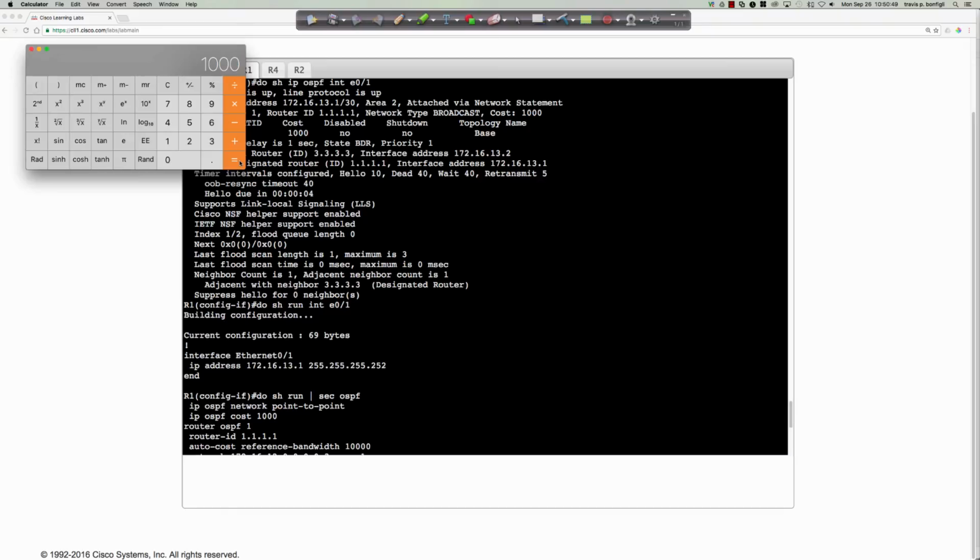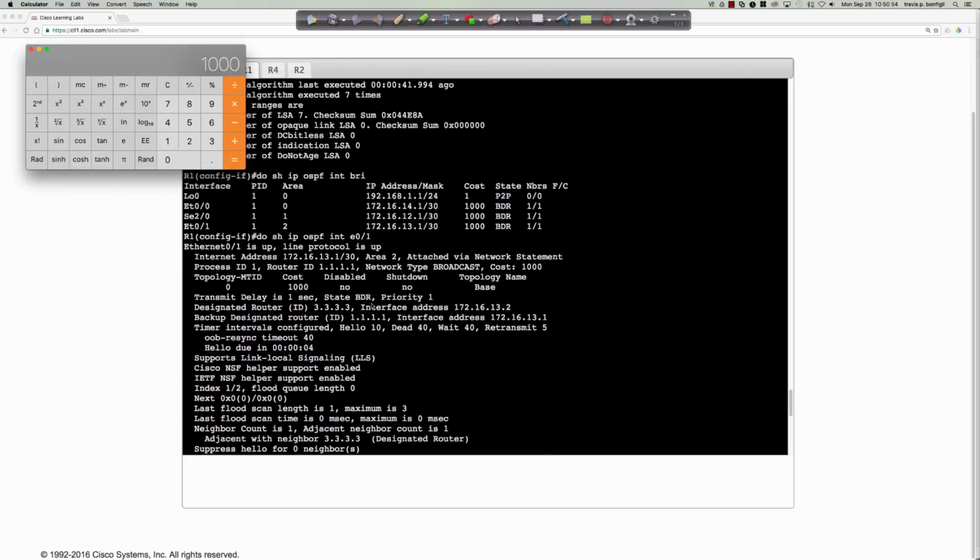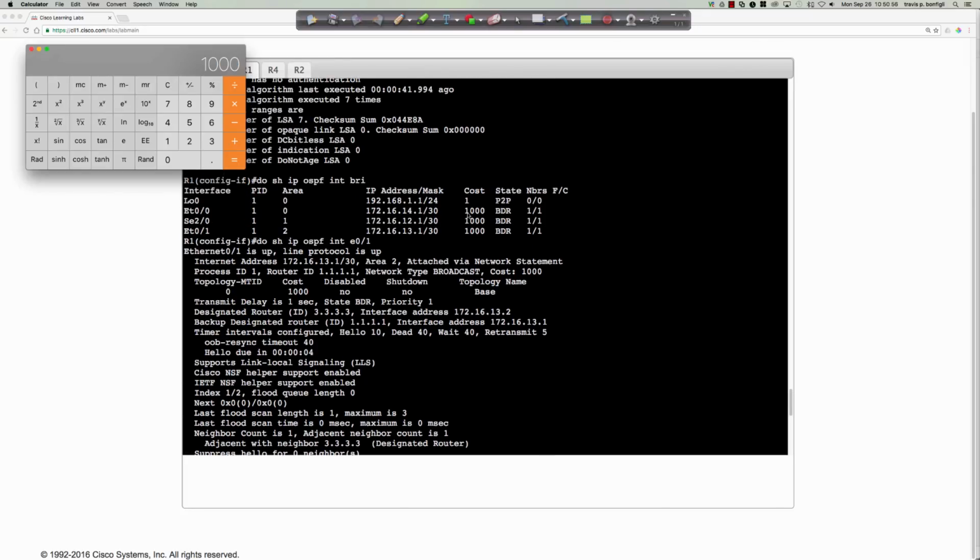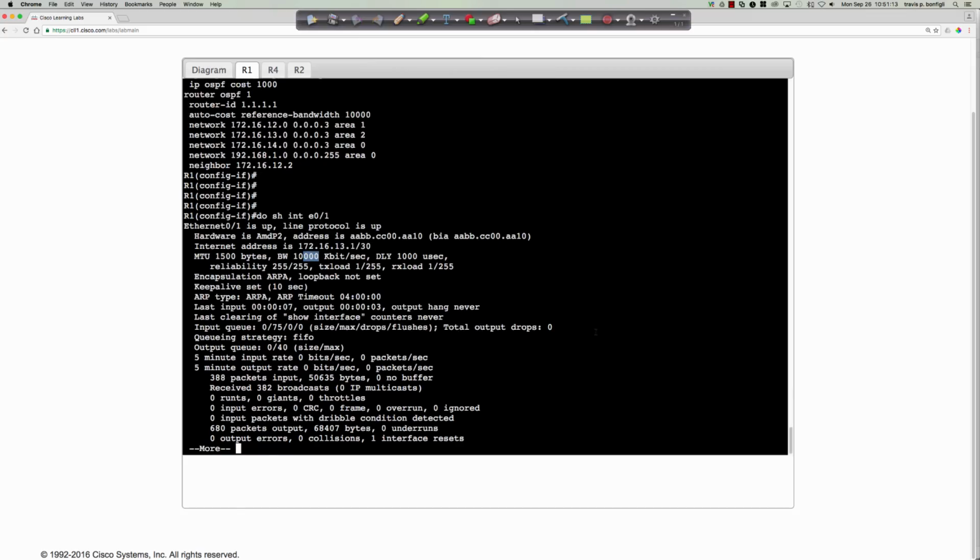So again, I had set it on the serial interface, and when it came up in the output of the interface brief command, I was like, wait a second, why is it 1,000 on all three of those? I only set it on the serial 2.0. But the reason these two 10 meg Ethernet interfaces are at 1,000 is because we changed the auto cost reference bandwidth. All right, so now we're back on track here.